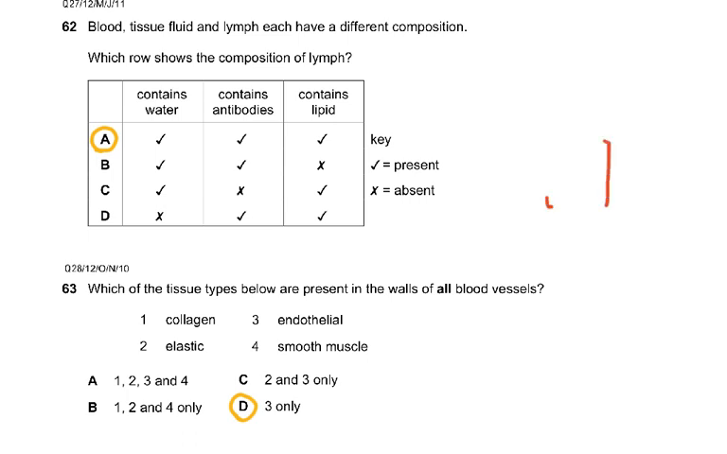Then, of course, we have question number 63. Which of the tissue types below are present in the walls of all blood vessels? Again, we have this favorite question coming in again and again. Naturally, it's number 3, which is the endothelium. Capillaries only have the endothelium.